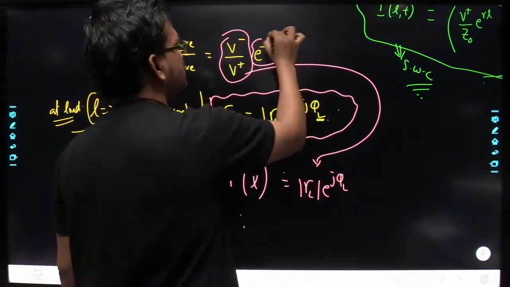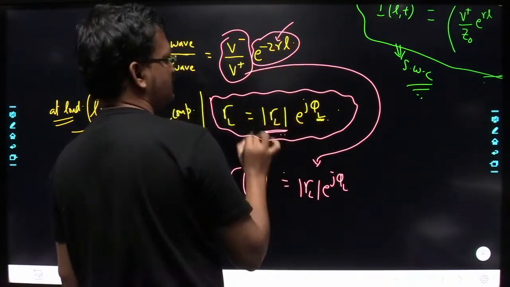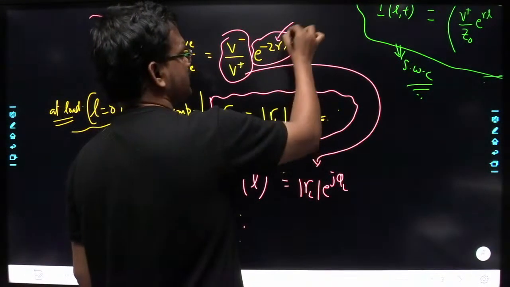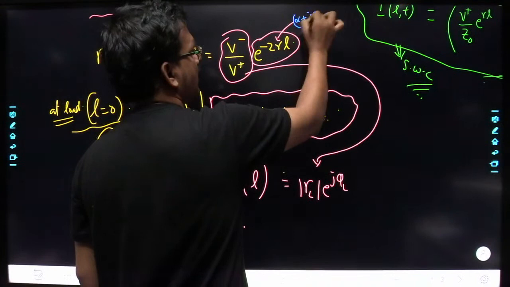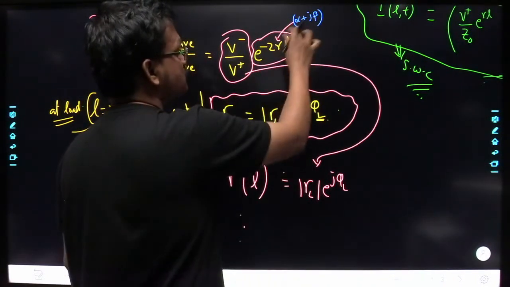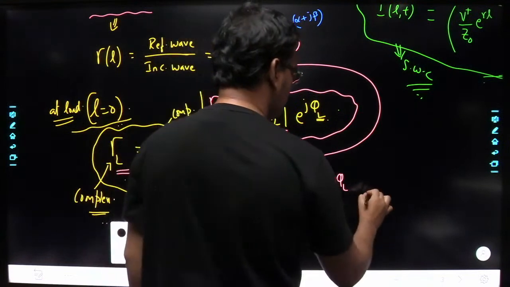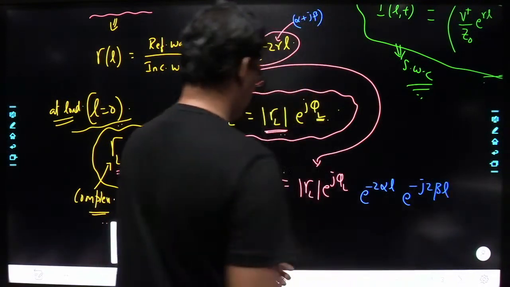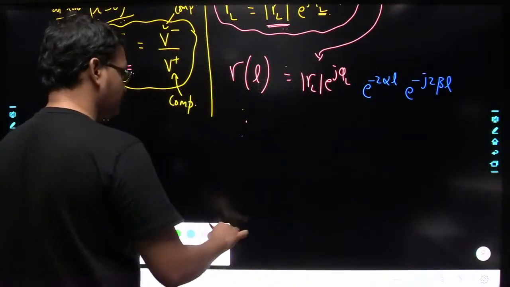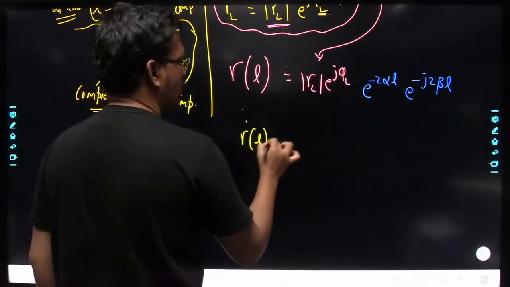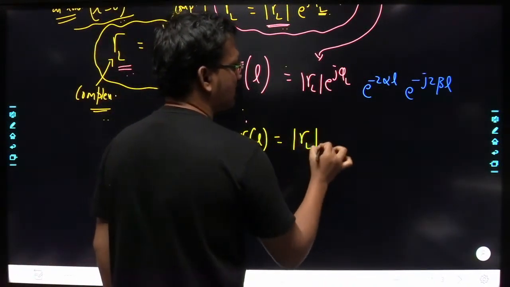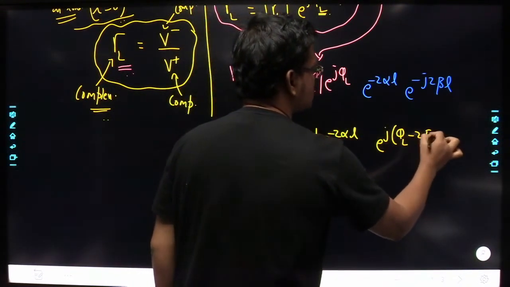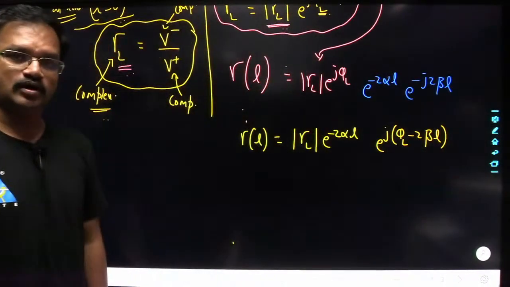Now here, e power minus 2 gamma L. This gamma represents the propagation constant, that is gamma is nothing but alpha plus j beta. If you substitute alpha plus j beta here, you are going to get e power minus 2 alpha L into e power minus j 2 beta L. So from here we got the expression for the reflection coefficient on the transmission line as gamma of L equal to magnitude of gamma L into e power minus 2 alpha L into e power j of phi L minus 2 beta L. Okay.